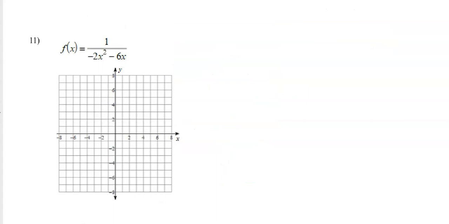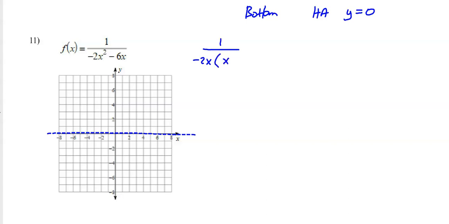And last but not least, we got this joker. So we're bottom heavy. When we are bottom heavy, we have a horizontal asymptote at y equals 0. Hopefully you're starting to feel this by now. If you do enough reps, you'll start to feel it. So I got a horizontal asymptote there, and then I factor. So I got 1 over, let's yank out a negative 2x, and that's going to be x plus 3. So no holes.